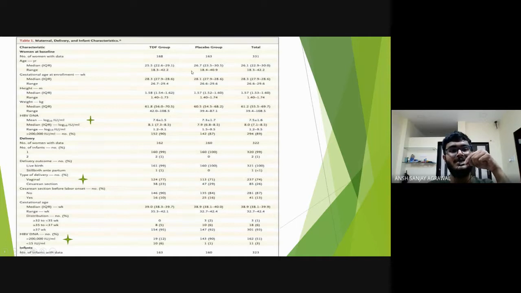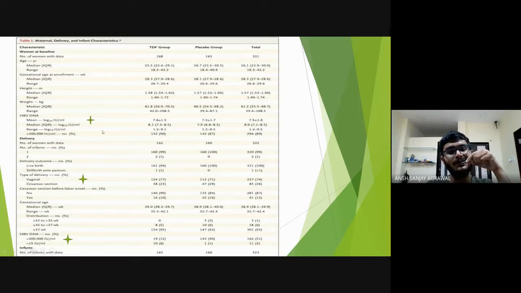Then I would like to draw your attention to the HBV DNA levels. If you look at the mean HBV DNA levels expressed in log 10 IU per ml, you will find that in the TDF group 7.6 was the mean value, plus minus 1.5 the standard deviation, and in the placebo group it was 7.3 plus minus 1.7. Please note that this value was for the women at baseline, that is when they enrolled in the trial.